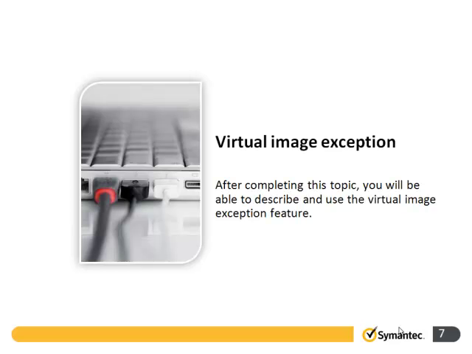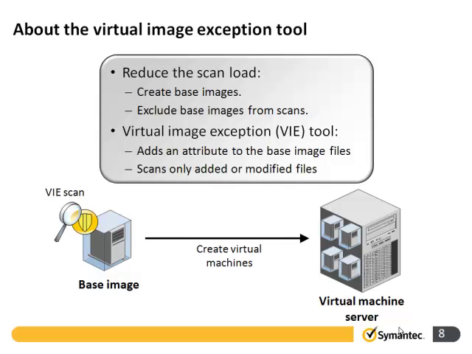Let's look at the virtual image exception. So we're looking to reduce the scan load. We want to create the base image and exclude base images from the scans so that there is no duplicate scanning occurring. We'll use the Virtual Image Exception tool, the VIE. This adds attributes to the base image files so that it scans only the added or modified files between the different images.